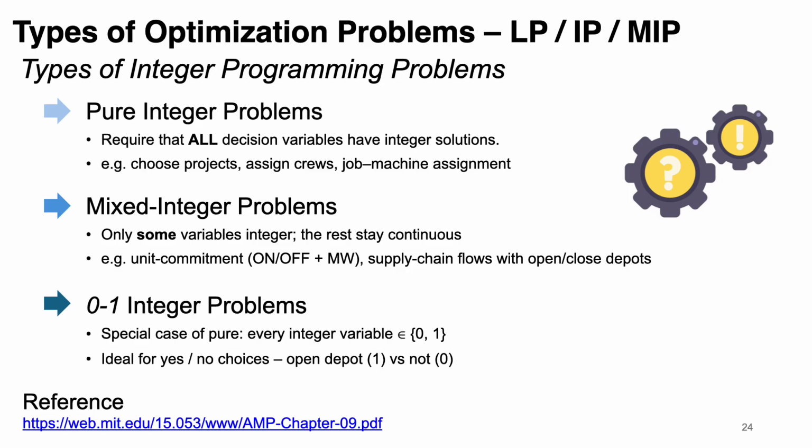Third, a special and very powerful case called 0-1 integer programming, or binary programming. Here, variables are restricted to exactly 0 or 1. This is the perfect mathematical tool for yes or no choices. 0 means no, do not fund this project, and 1 means yes, greenlight this initiative, as we will see. This allows us to model incredibly complex logic and strategy.